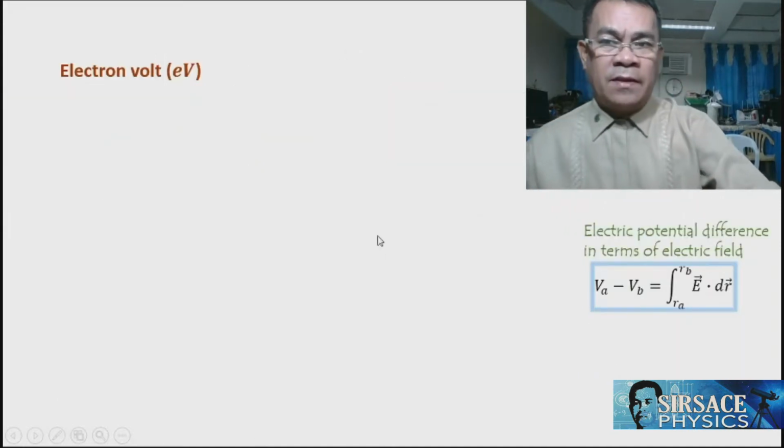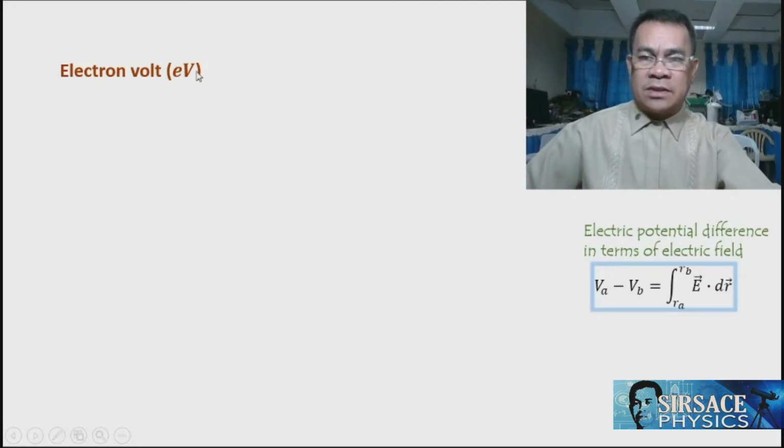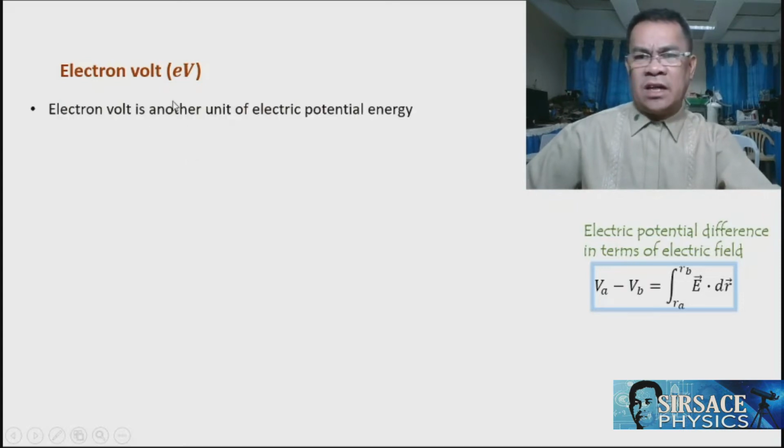Now, sometimes we hear the word electron volt. If you hear electron volt, it is a unit. This is another unit of electric potential energy. Take note that for the word energy, in SI, the unit must be joule. But in most of our actual applications of electric energy, we use the electron volt equivalent. What is the meaning of electron volt?